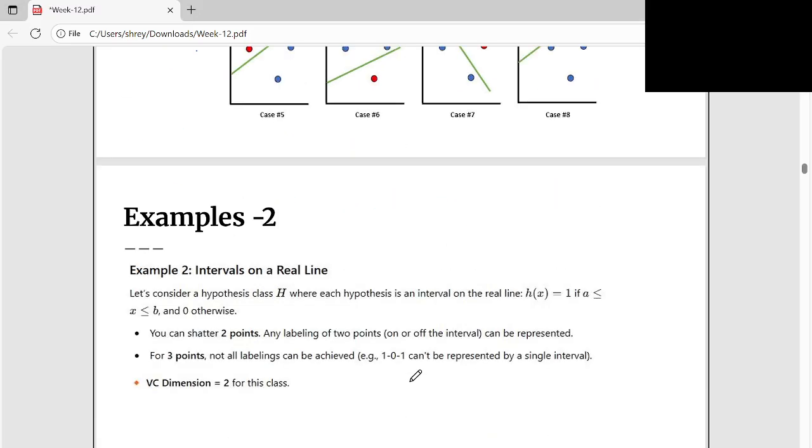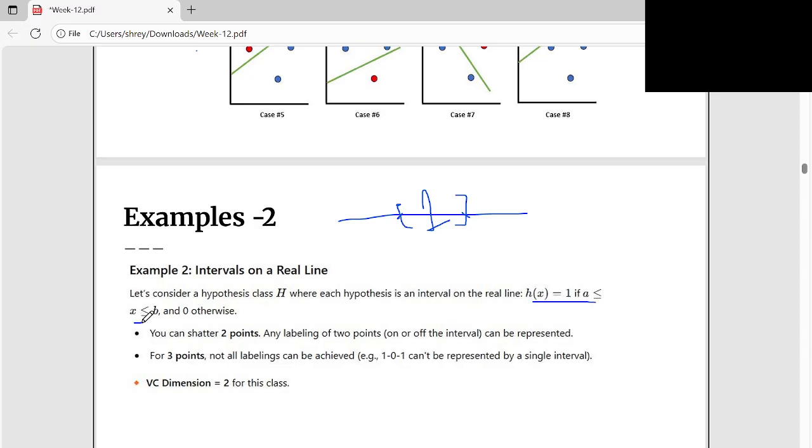Next I am defining a hypothesis on the basis of an interval. Interval means a straight line is there and the interval is defined like this, with point a and point b. So h of x is equal to 1 inside the interval, and outside the interval it will be 0. So the hypothesis h of x is equal to 1 if x lies between a and b. That's why it is written, right?